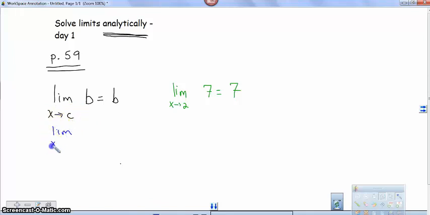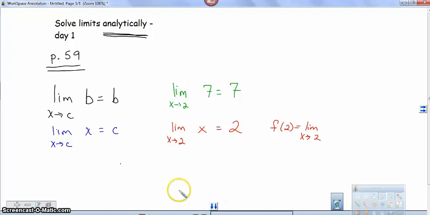Next one that we want to look at, the limit as x approaches c of x, just plain old linear x, equals c. And the reason that works is if you, let's say, have the limit as x approaches 2 of x, well, if you think of that line, as x gets closer to 2, your y value is 2. So f of 2 is 2. On a linear like that, remember your f of 2 is going to equal the limit as x approaches 2 because a line is continuous and it works out perfectly.